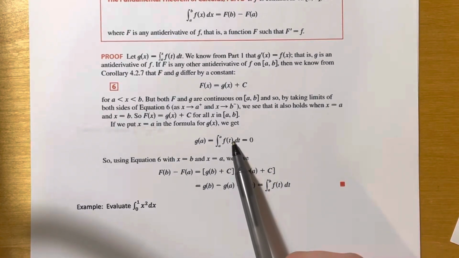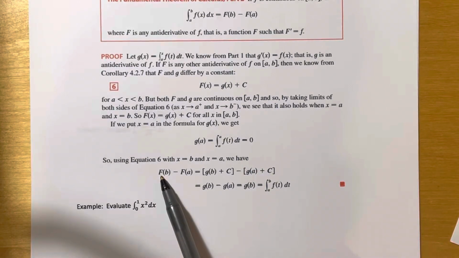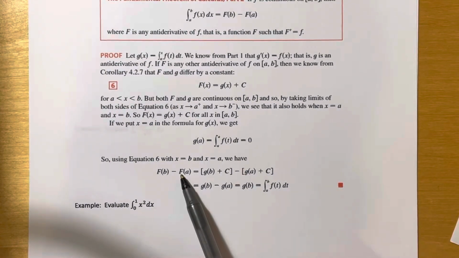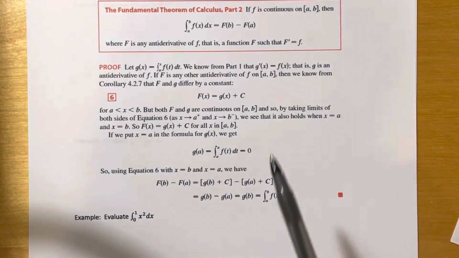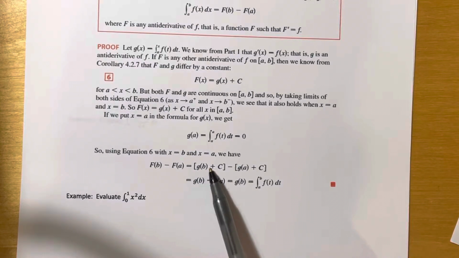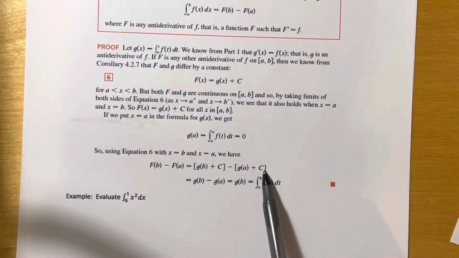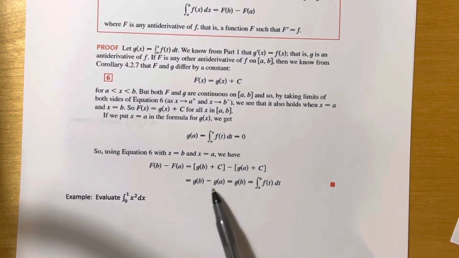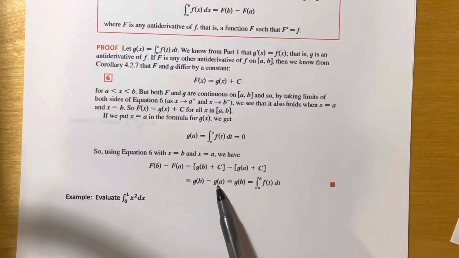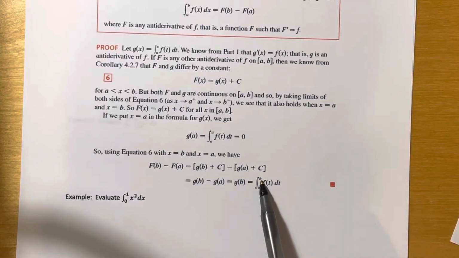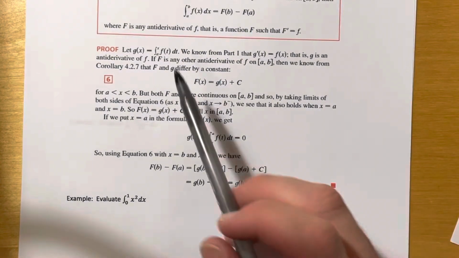If I plug b in for this, which we're going to do down here, let's see what happens. So capital F of b minus capital F of a, which is the thing that's showing up in the statement of our theorem here, would be equal to, using this equation, g of b plus c minus g of a plus c, but the minus here is going to cancel these two constants of integration out. The c minus c is going to go to 0, leaving me with g of b minus g of a. We showed up here that g of a was equal to 0, so this is really just equal to g of b, but g of b by definition is what we get from plugging b into the upper limit of integration in this guy right here.